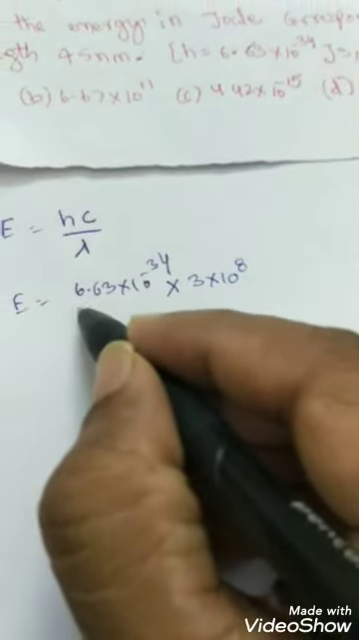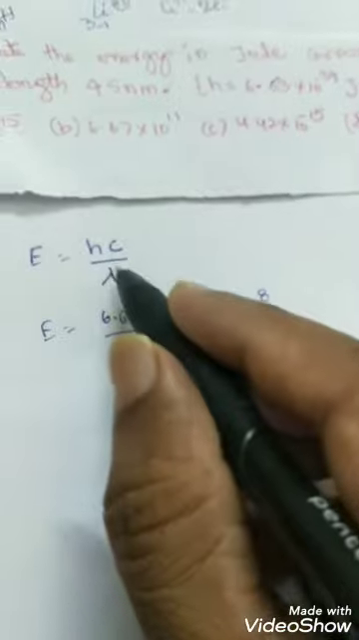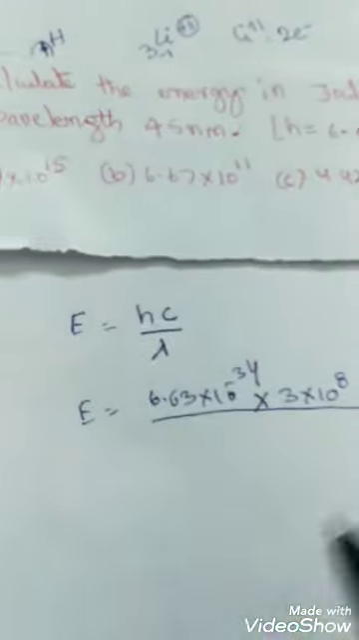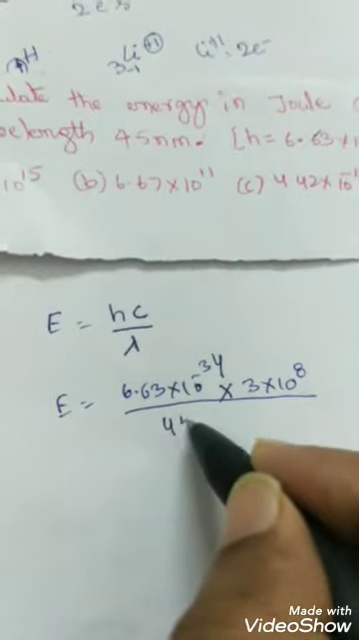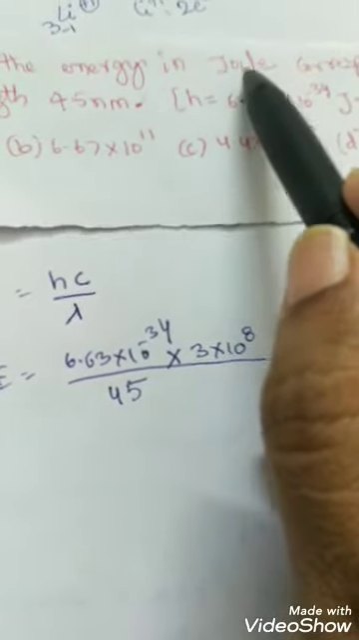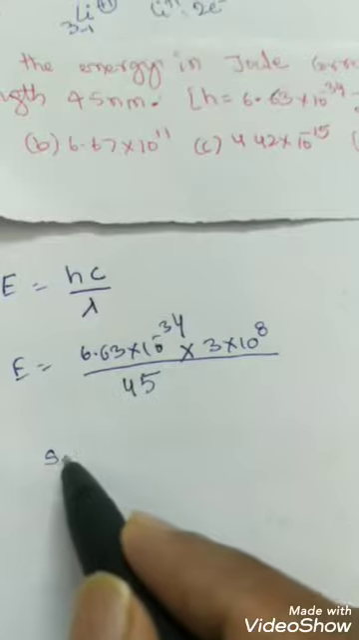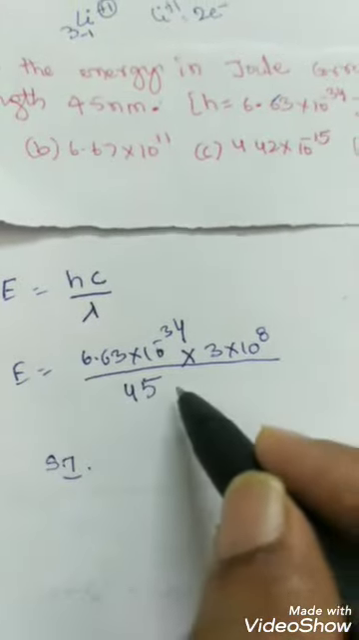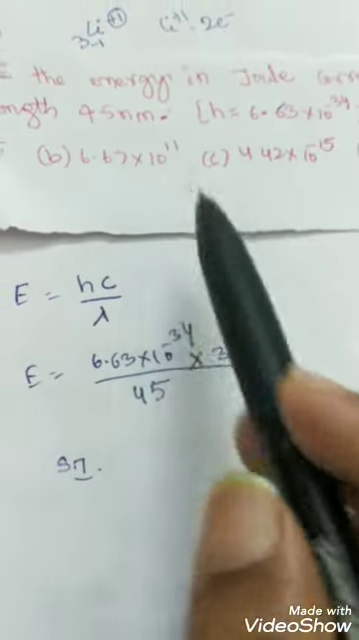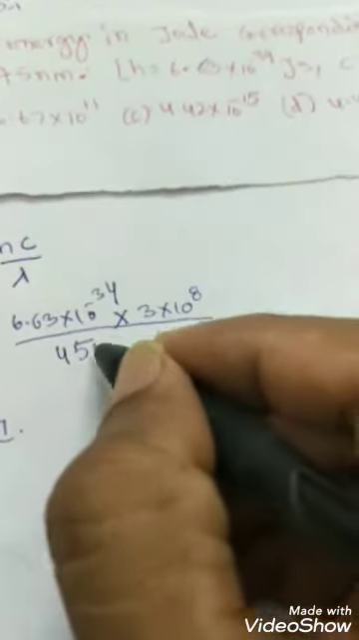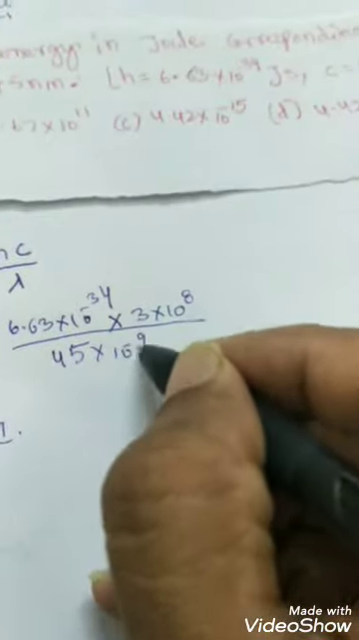divided by the wavelength. The wavelength is 45 nanometers. It is given in nanometers, but we have to write it in meters because we are asked to find the energy in joules. Joules is the SI unit, and nanometer is not an SI unit. We need to convert into meters. So 1 nanometer equals 10 power minus 9 meters.